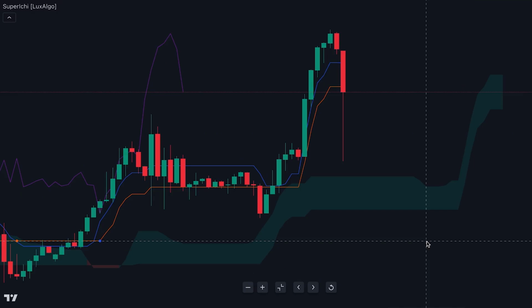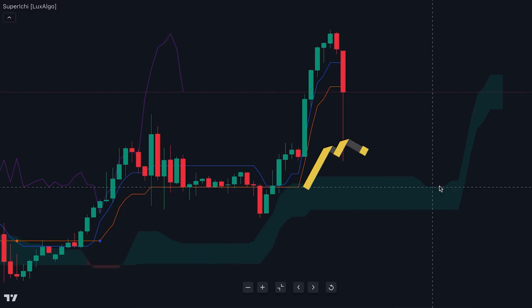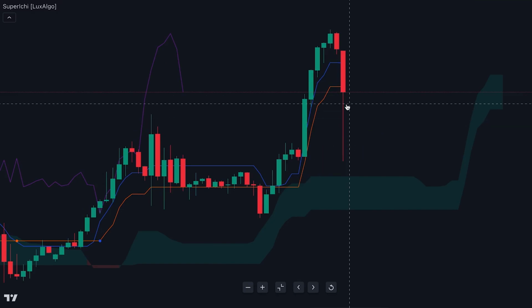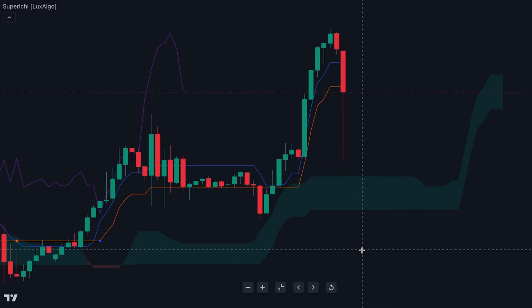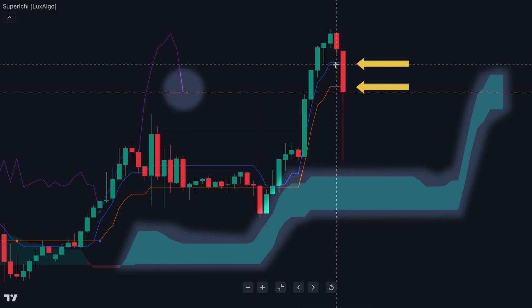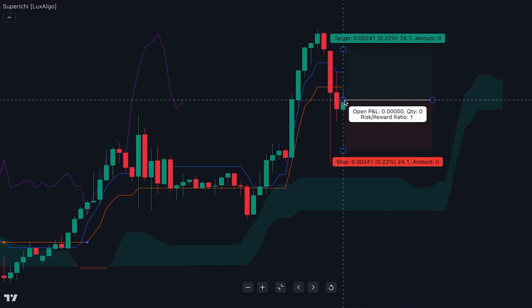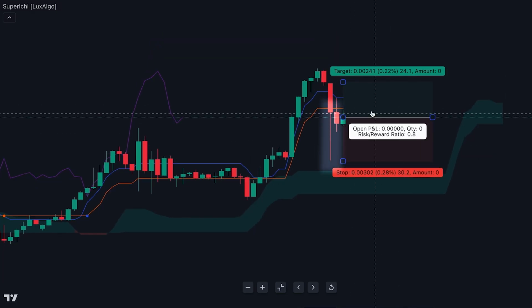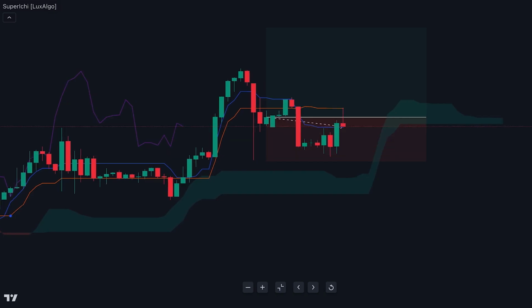Here is another example. Price is bullish and has retraced below the trend lines, while our conditions are still met. The cloud is bullish, and the Ichimoku line is not too close to price, and the blue trend line is maintaining above the orange line. We wait for a reaction and execute a buy and keep stops below the recent swing low.